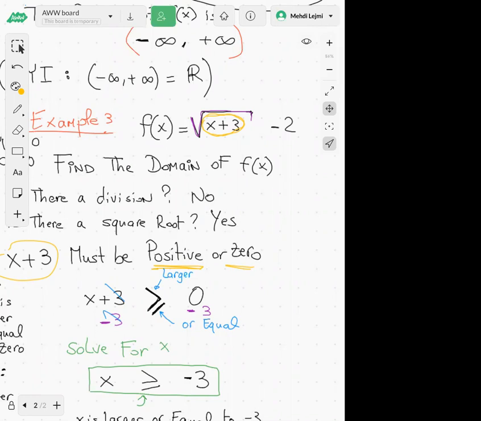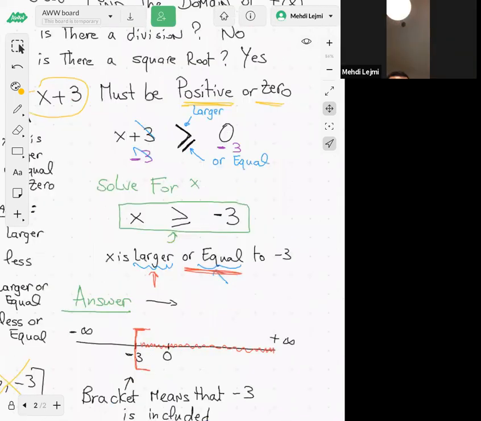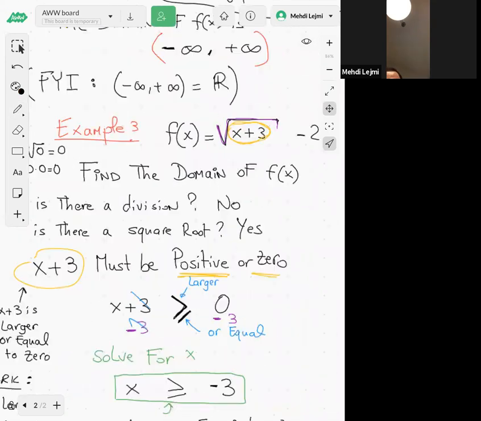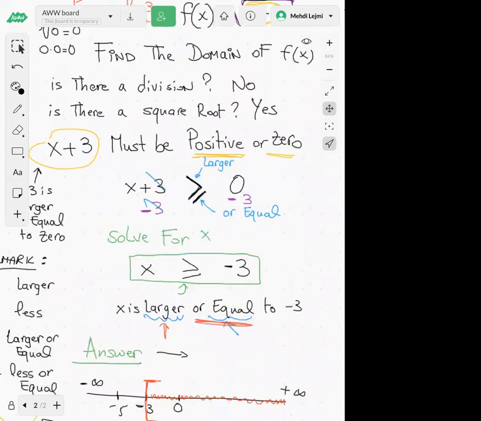Now, you can see that if you pick a number which is less than negative 3, which is not in the domain, for example, let's say negative 5, negative 5 is less than negative 3, right? So if you pick negative 5, then under the square root we're going to have negative 5 plus 3, and that's negative 2. We're going to have a negative 2 under the square root, and that's not allowed. You cannot have negative numbers under the square root. So you see why we had to exclude any number less than negative 3.